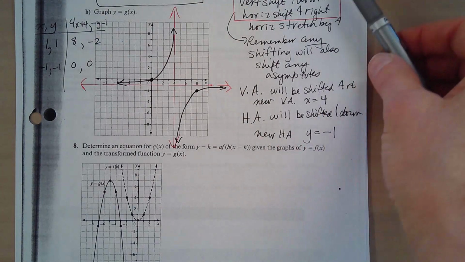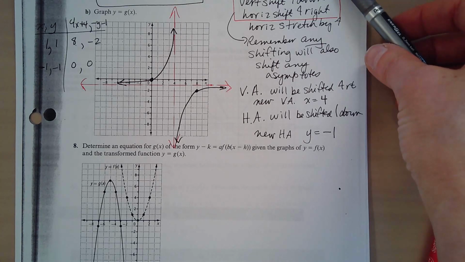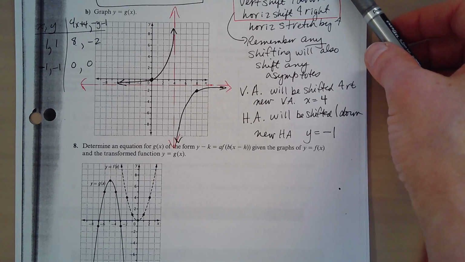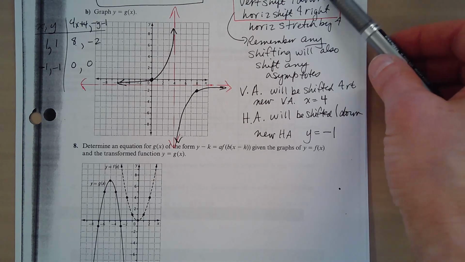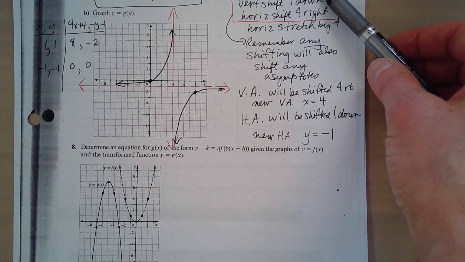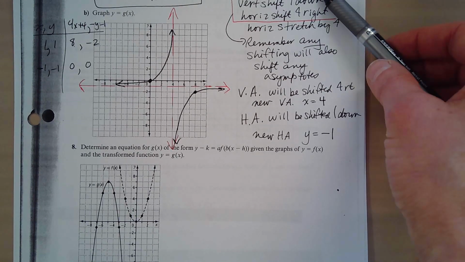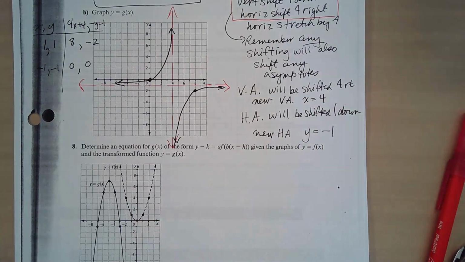If there's an h value, Johannes, it's going to affect the vertical asymptote. If there's a k value, it'll affect the horizontal asymptote. And there was a k value of -1. Yeah. Okay, we good?